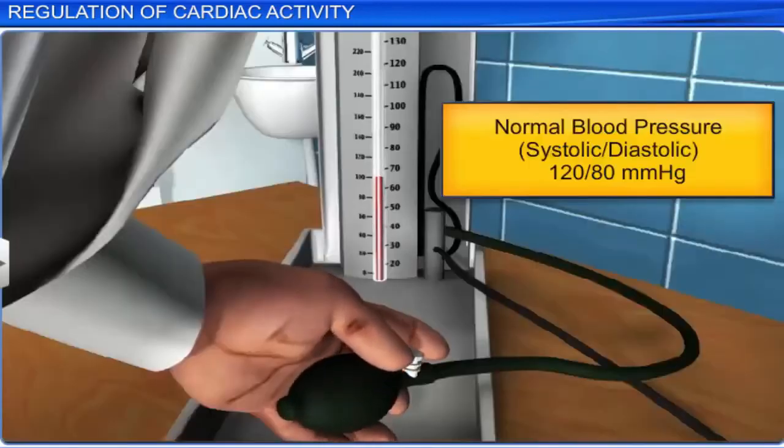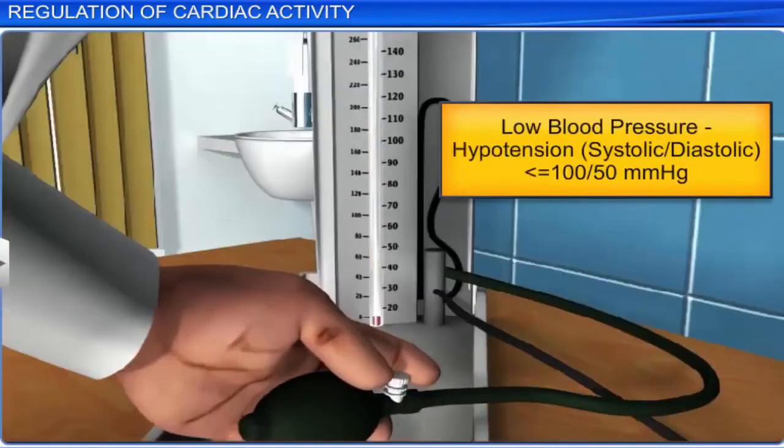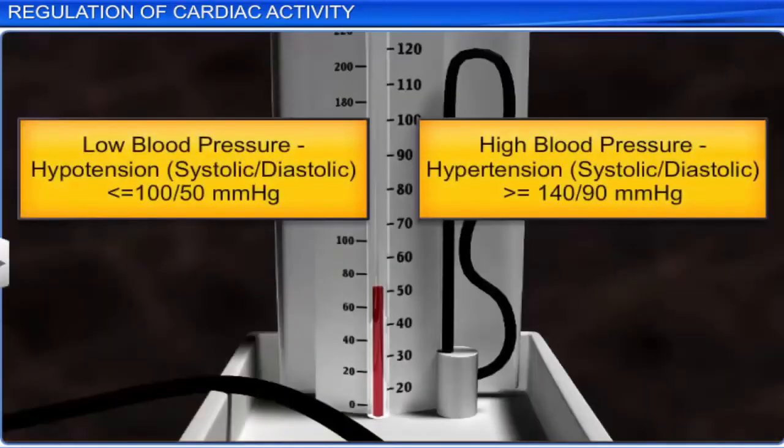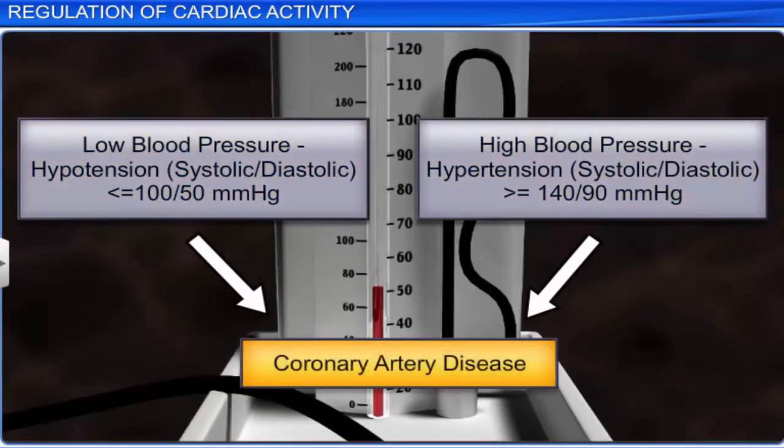A healthy individual has a systolic and diastolic pressure of 120 over 80 mmHg. When BP is 100 over 50 or less, it is called low blood pressure or hypotension. Similarly, when BP is 140 over 90 or more, it is called high blood pressure or hypertension. Thus, any drastic change from normal blood pressure leads to coronary artery disease.